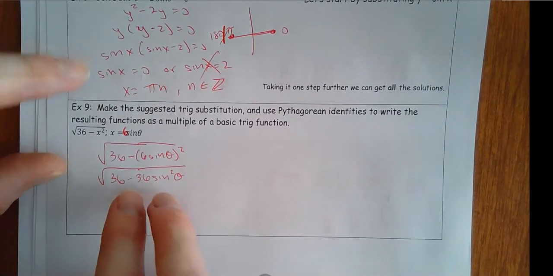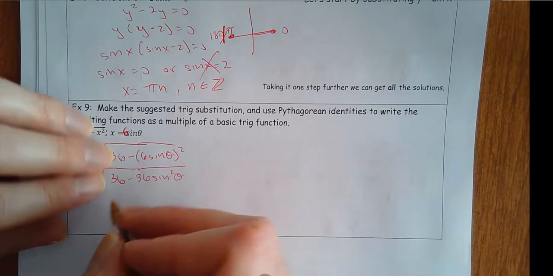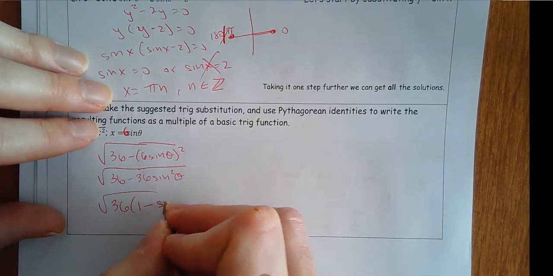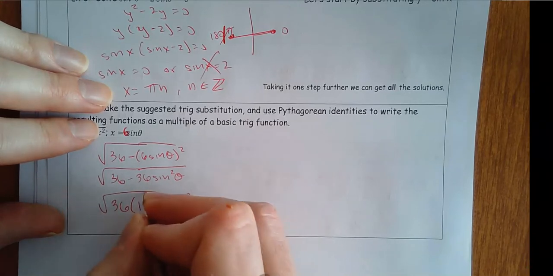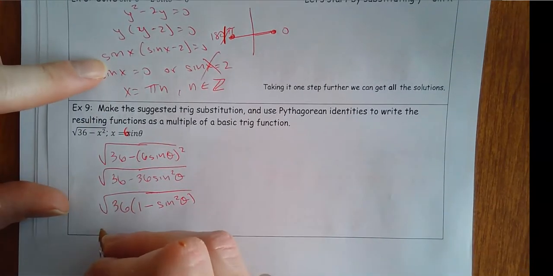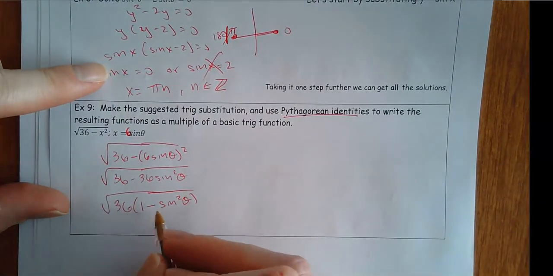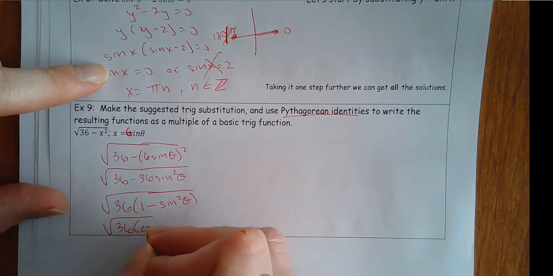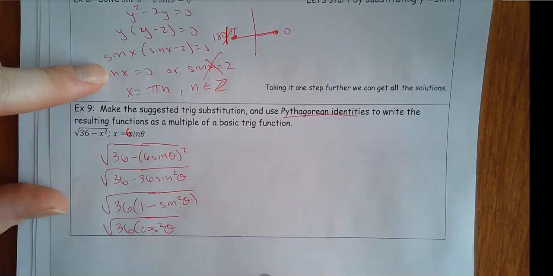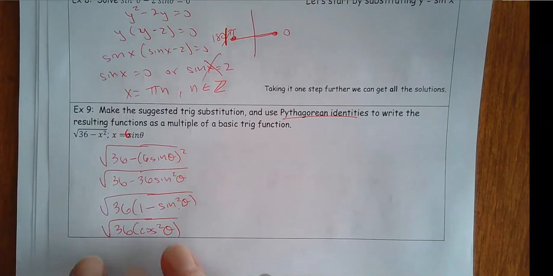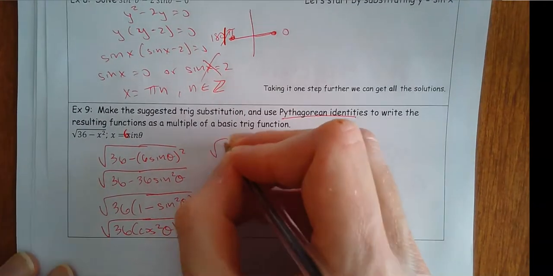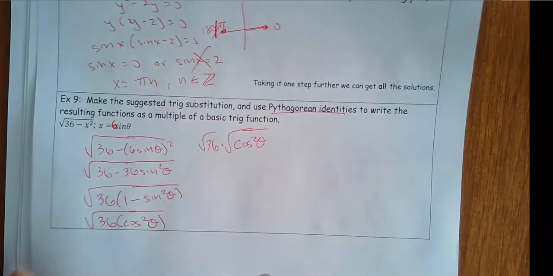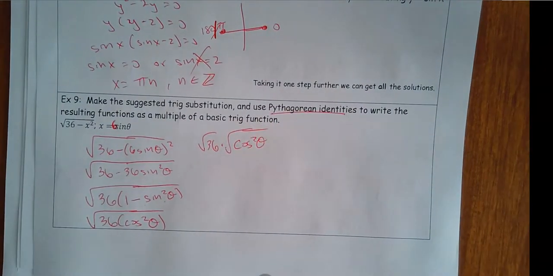I got 36 in both, so I'm going to factor out a 36. So 36 and then 1 minus sine squared theta. And then I could do the Pythagorean identity, now 1 minus sine squared is actually cosine squared. So this would be 36 cosine squared theta. And I want to square root both of those. Well, you're going to square root them individually. I can do square root of 36 times the square root of cosine squared theta, because you can put them under one radical or you can separate them.